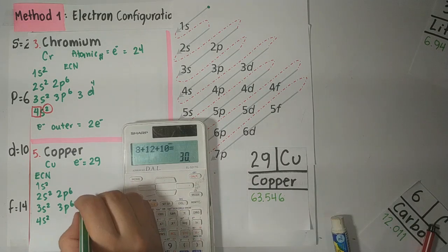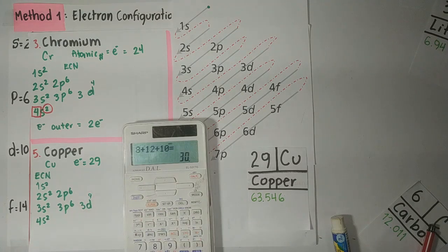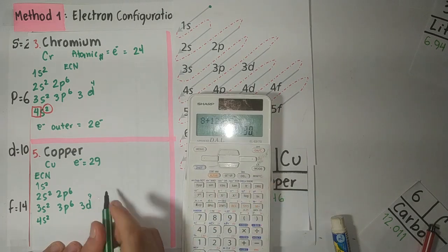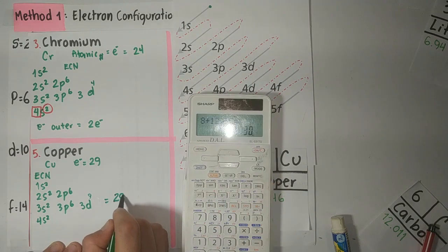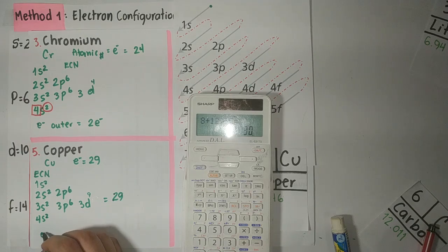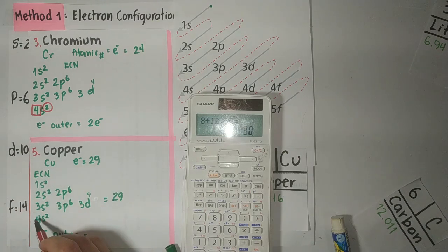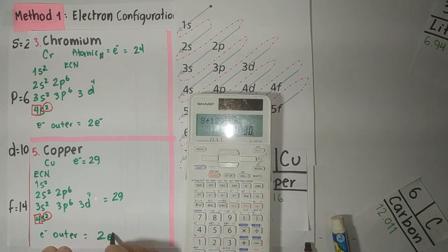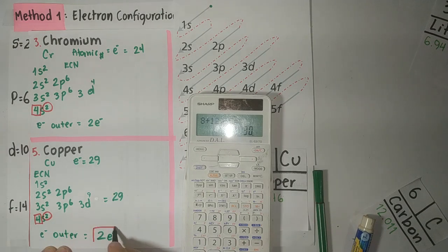So you need to be careful. You need to be careful in that part. Now, this is the full electron configuration notation. And the electrons in the outer energy level are going to be the last period, which is 4, and the electrons in the same period, that is 2. 2 electrons, this is the answer.